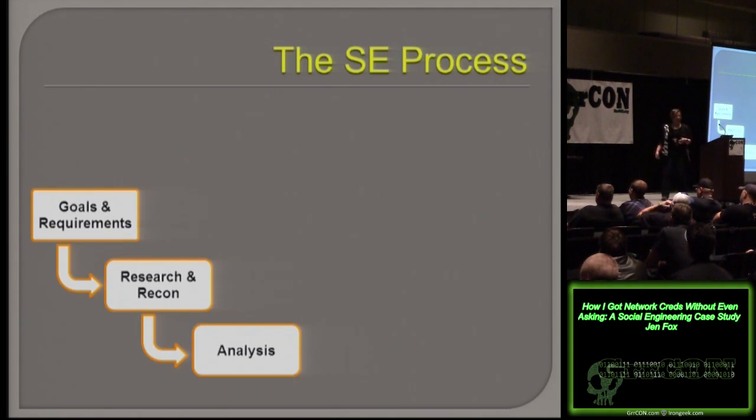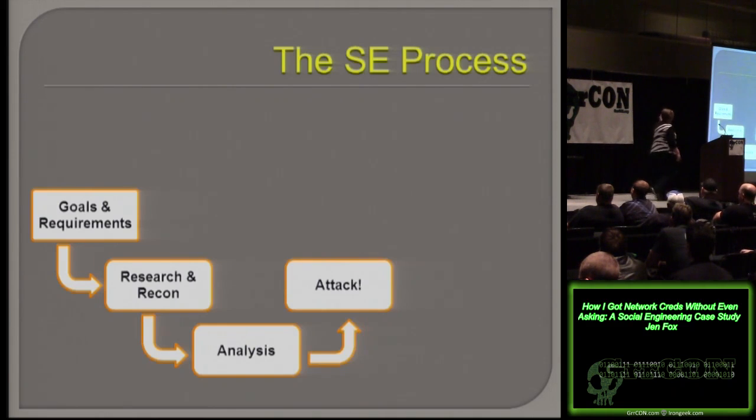Once we've gathered information, then we do analysis. Figure out, well, what does that mean? I've gathered a bunch of data points. What does it mean? And where do I see opportunities for social engineering exploit? And what am I actually going to do? What pretext will I use?